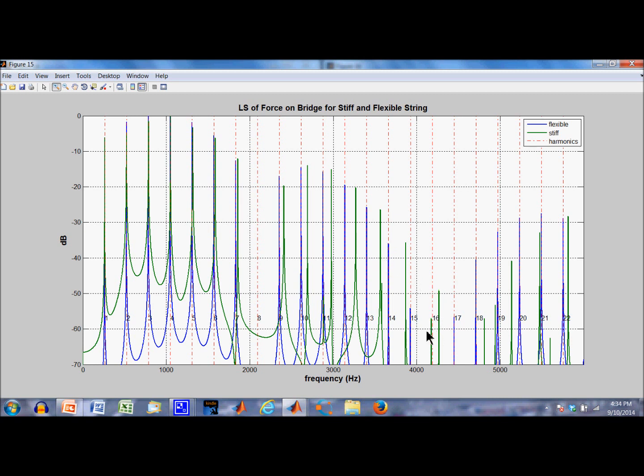There's no representation to speak of here at these harmonics, the 15th, 16th, and 17th, because of the location of the strike. But here, for example, you have a location at the 17th harmonic for the flexible. Here is the 17th partial for the stiff. You see the spacing between the harmonic and this partial is even greater than the fundamental frequency.